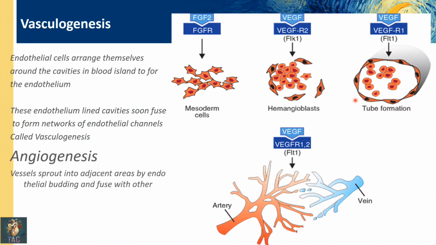And in the process of angiogenesis, the vessels sprout into the adjacent area by endothelial budding, and they fuse with each other to form the vessels. So the basic process is vasculogenesis, and by the sprouting of vessels from the initially formed vessels, new vessels are formed, and this process is called angiogenesis.